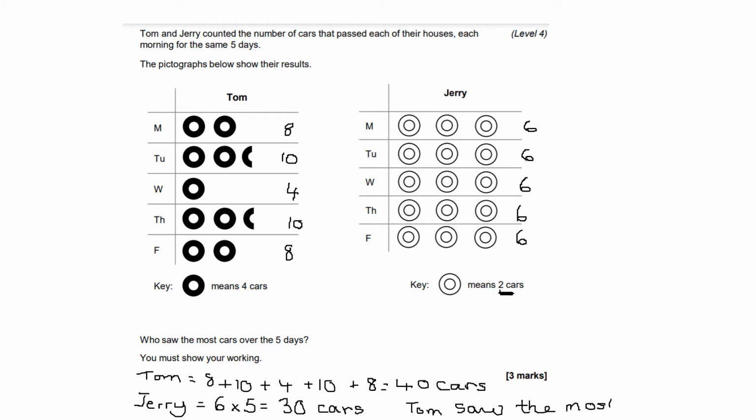With these pictogram questions, it's really important that you read the key, because even though Jerry has got more circles in his chart, each one of his circles is worth fewer cars. So you need to make sure that you're reading the key so that you're getting the correct numbers.